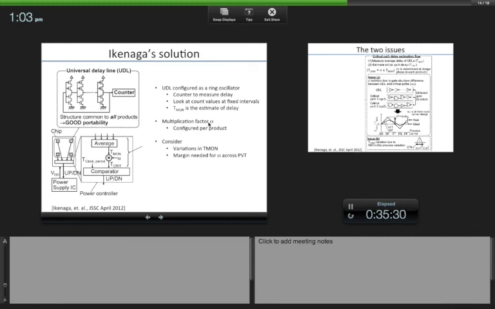Now the multiplication factor alpha is what is used to tune the delay line to a particular product. By choosing the right value of alpha, you can give the margin and then cover for, and then ensure that whatever number T monitor times alpha is the estimate of the critical path.